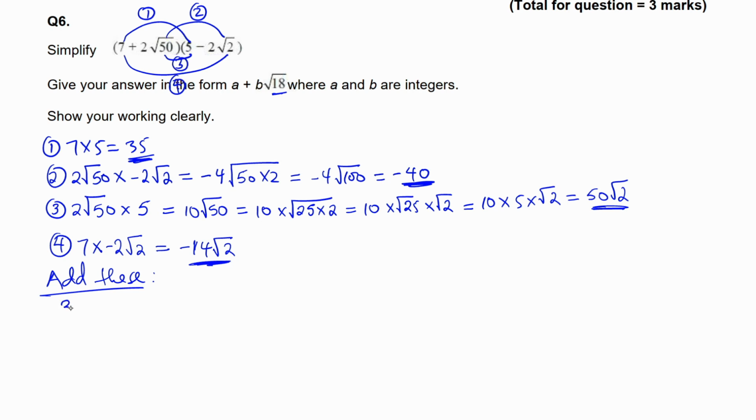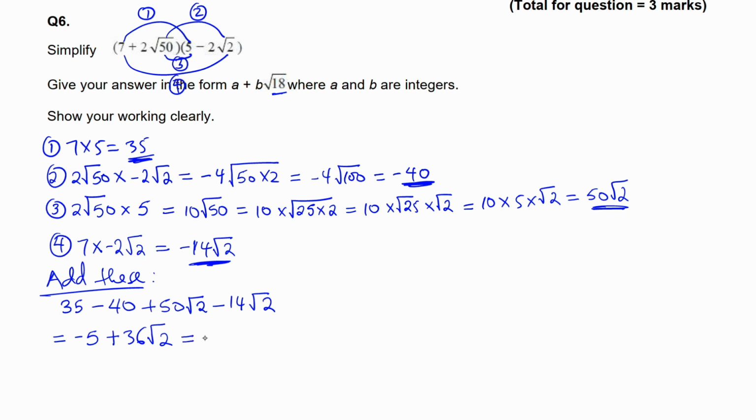So we'll end up with 35 minus 40 plus 50 root 2 minus 14 root 2. Now this simplifies to basically negative 5 plus 36 root 2. Now this does not give us the required solution because they want it to be in the form of a plus b root 18. So we have to rewrite this.